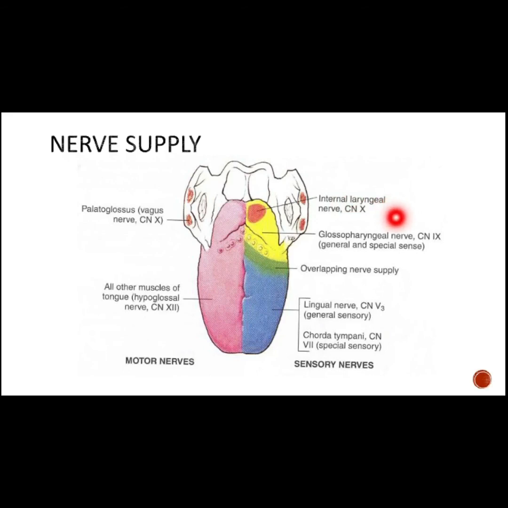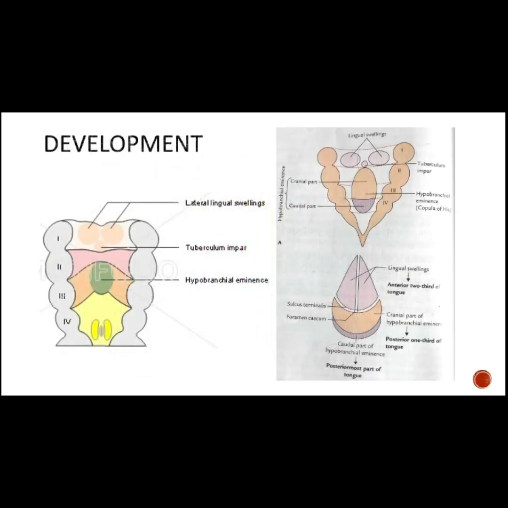Now we move on to its development. The muscles of the tongue are developed by occipital myotomes. The anterior two-thirds of the tongue develops from the fusion of lateral lingual swellings with the tuberculum impar of the second pharyngeal arch. The posterior one-third part of the tongue develops from the cranial part of the hypobranchial eminence of the third pharyngeal arch.